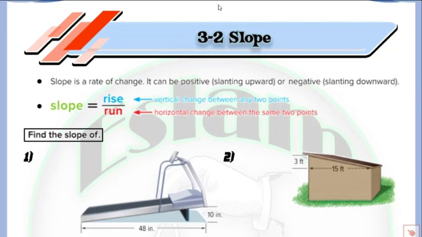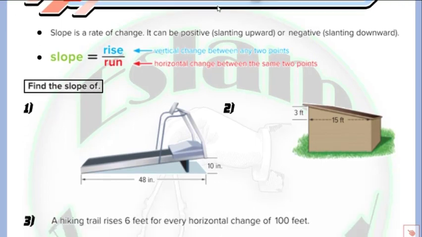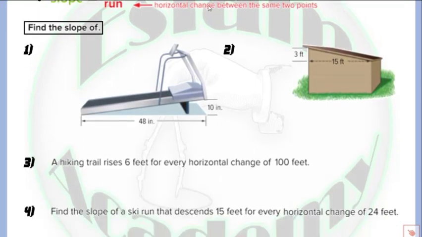But if we have a graph, we can find the slope by using rise over run, the vertical change over the horizontal change. You will find that in question number 1. We need to find the slope. If you look at the graph, we just need to find the vertical change, which is 10, and the horizontal change, which is 48. So the slope will equal the vertical change, which is 10, divided by the horizontal, which is 48.